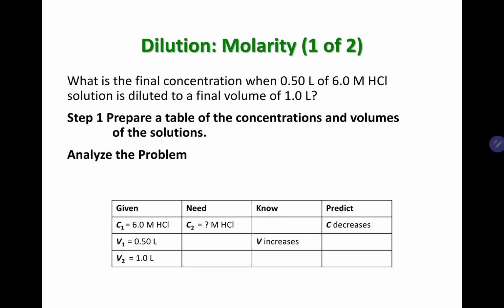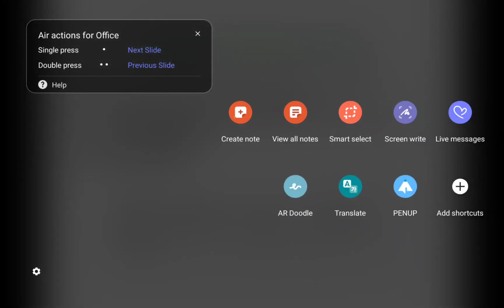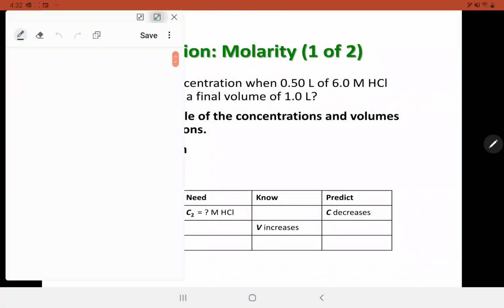In this calculation, I'm asking you, what is the final concentration when half a liter of 6.0 moles per liter HCl solution is diluted to a final volume of 1 liter? Alright, let's do this, guys. First of all, you want to summarize what you know and what you need to know. That is the important thing.